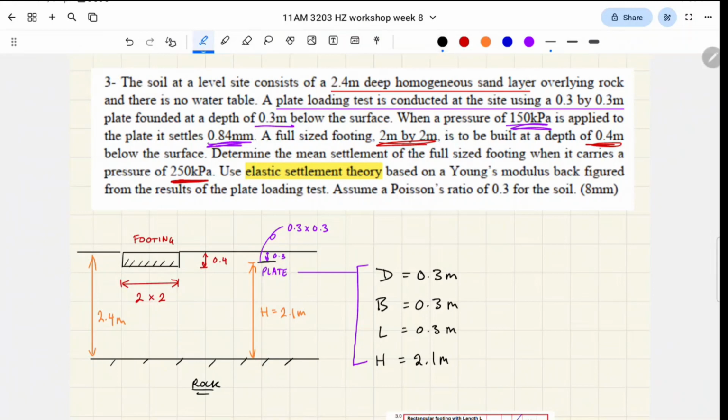So what I've done first is we actually know more information about the plate. That's how it generally goes. The plate is there because it has a little gauge that tells you how much it settles by and how much pressure you put on it, right? So we're going to back figure the elastic modulus of the soil based on the plate numbers, okay?